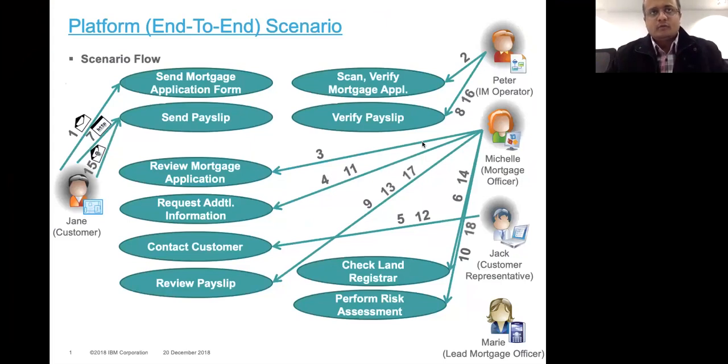Now, there are multiple different ways in which Jane can send out the missing items. Either she can send an email, which can be automatically picked up. You can just have an event handler which can query the email server and pick up the email, scan it, and then do the entire process.